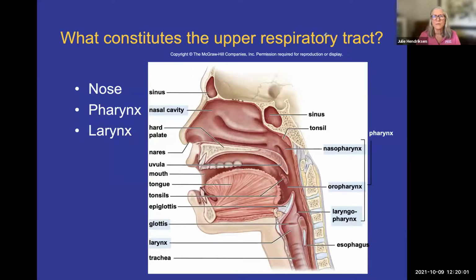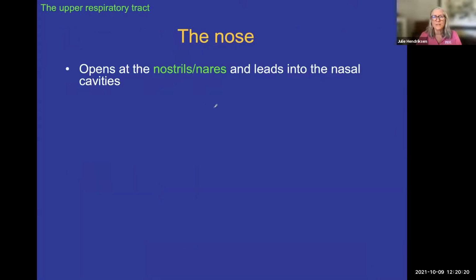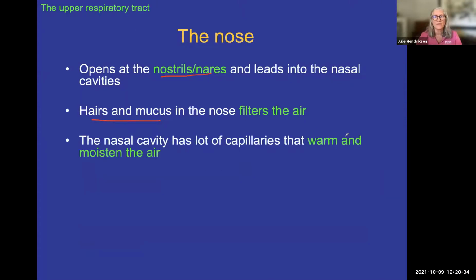Let's take a moment to look at these structures of the upper respiratory tract. So nose, pharynx, and larynx, and you can see what would be considered a sagittal section right through the head, down the middle, and how these structures are related. So the nose, of course, has the opening traditionally known as nostrils or nares, external nares. Your nose is designed more for air and not food because of the hairs and the mucus present. It's going to help filter the air.